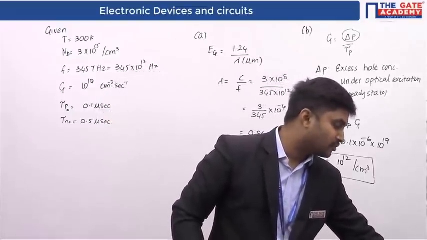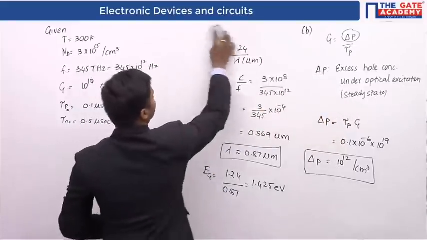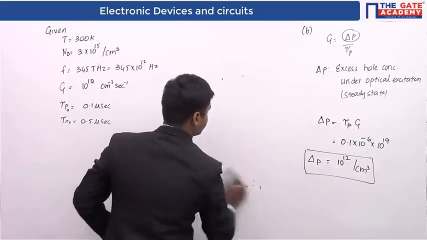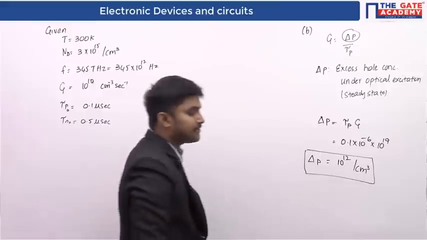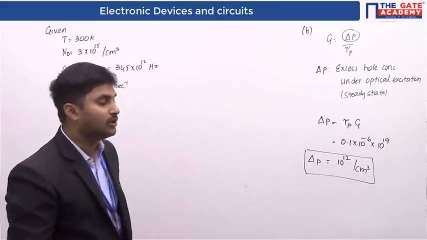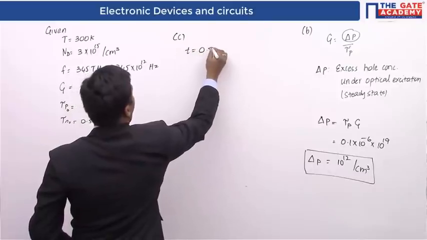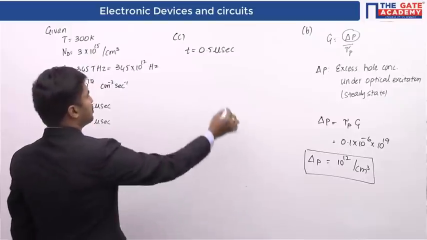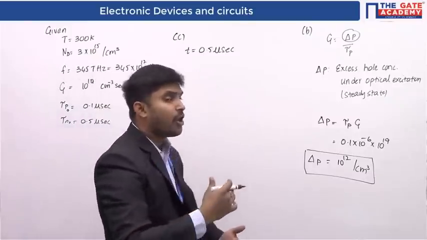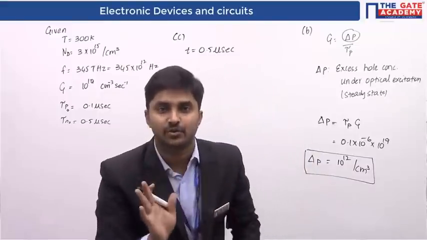So the last part of the question, let me erase the board first. The last part of the question is the hole concentration at t equal to 0.5 microseconds. Right? So we know that we are giving the optical excitation and we are going to stop the optical excitation at t equal to 0.